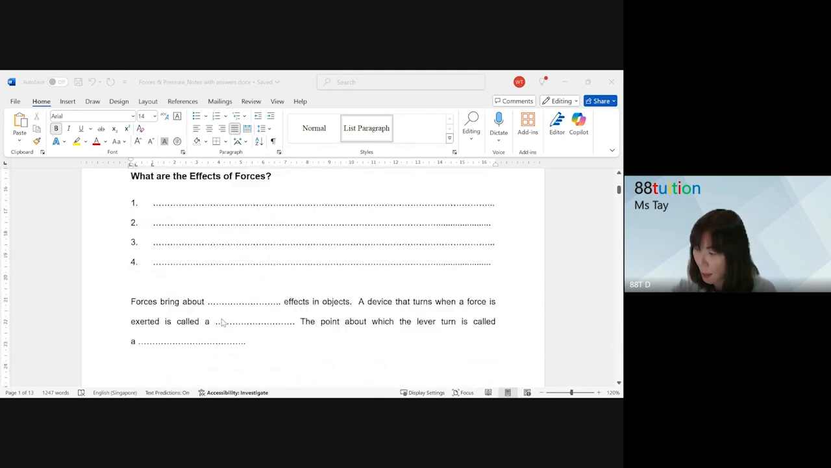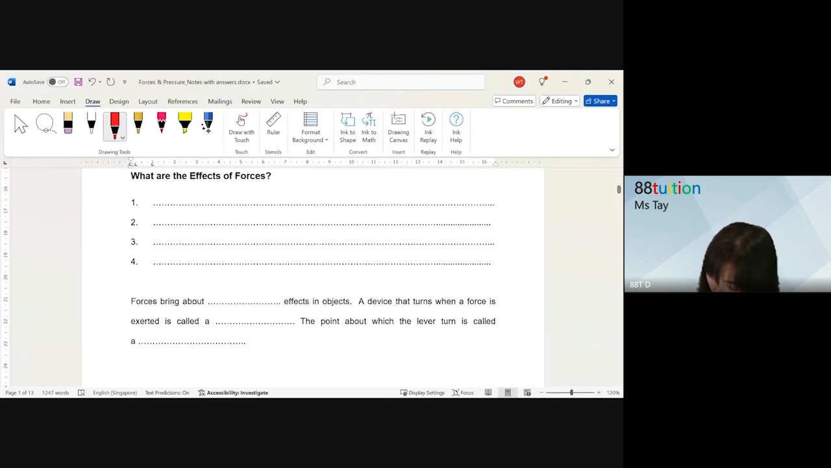Now, this part here, I will annotate. Where's my pen? Okay, I use draw. Forces bring about turning effects in objects. I mentioned just now, so what is this kind of device known as? The device that turns when a force is exerted is called a lever. The point about which the lever turns, like the spoon, the point where it is at that allows it to move, is called the pivot. So this is the pivot that was earlier mentioned.